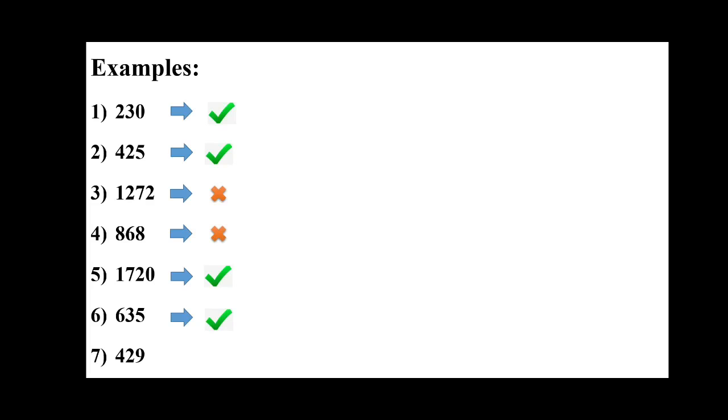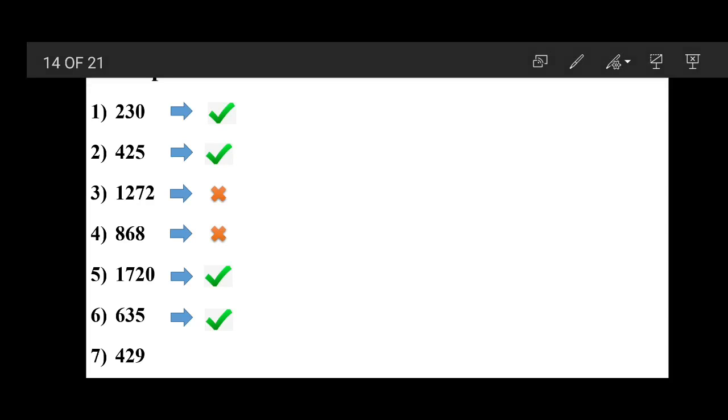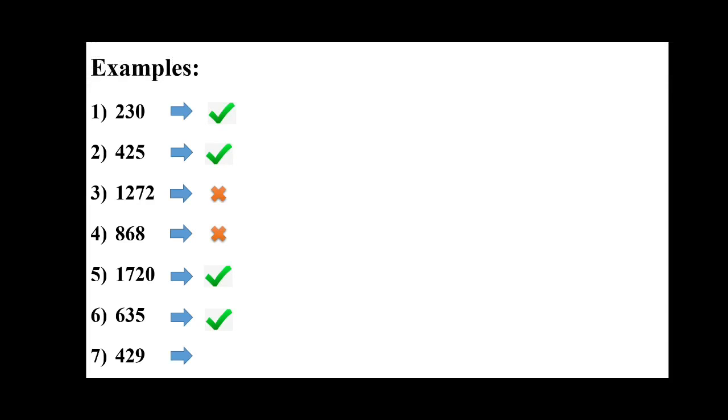Last one. 429. Can you say 429 is divisible by 5 or not? Yes. 429 is not divisible by 5. How? Ones place digit is 9. So, 429 is not divisible by 5.